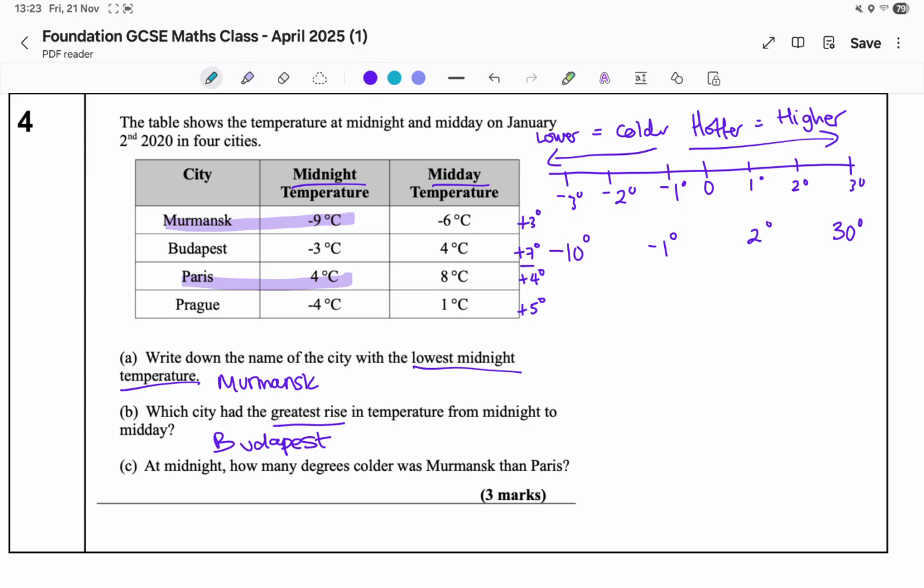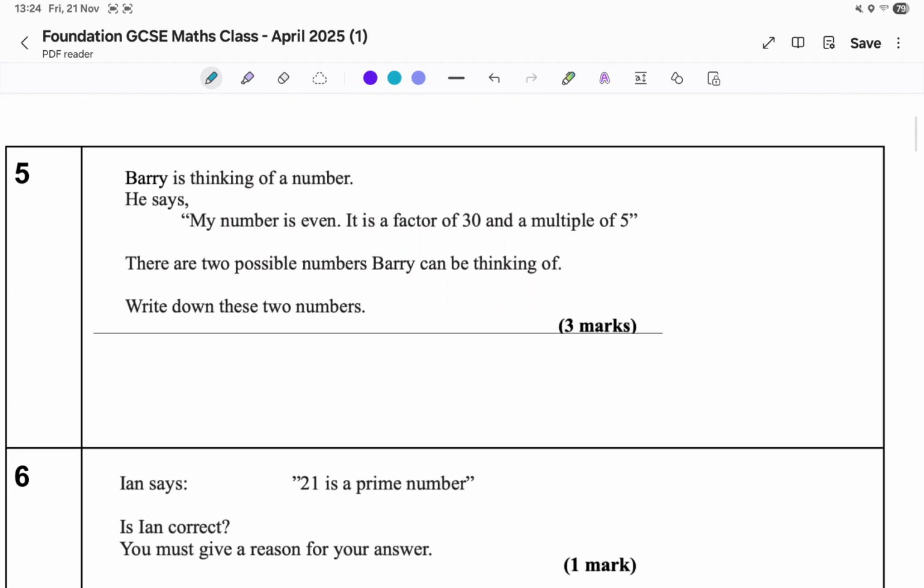So Murmansk was -9 degrees. To get that to 0 degrees, we're going to +9. And then we want to get to 4 degrees. It's +4. So 9 plus 4 is just 13 degrees. So it increased by 13 degrees. It went up by 13 degrees. That's the difference. Okay, so moving on to the next topic.